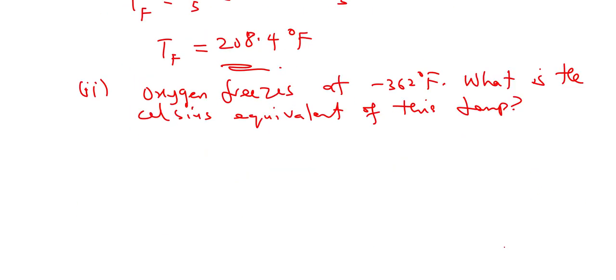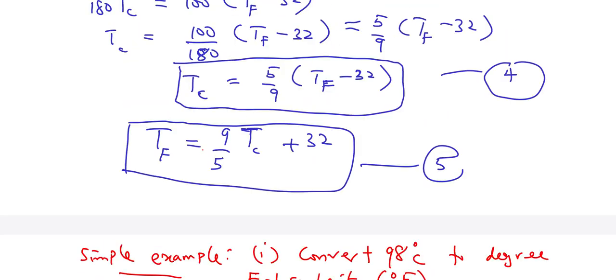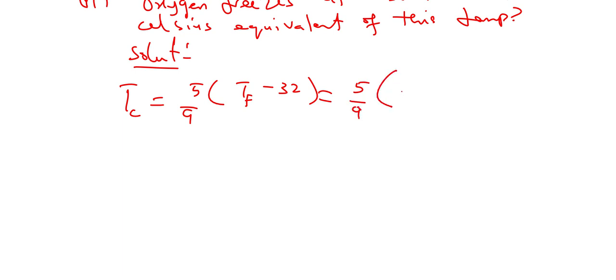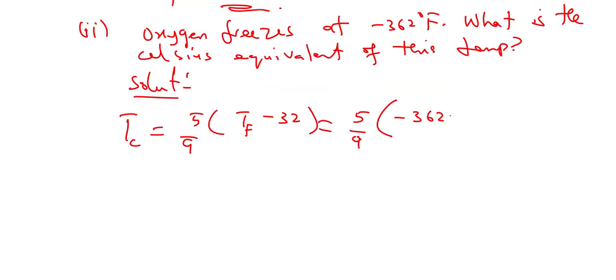So what you do here is to use equation 4. Okay, so you convert degrees Fahrenheit to degrees Celsius. So in that case, you use TC equals 5/9 into bracket TF minus 32. Okay, so that you now have 5/9 into bracket TF, which is minus 362, then minus 32.